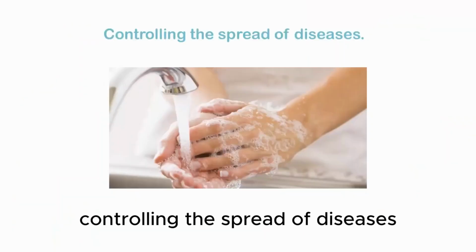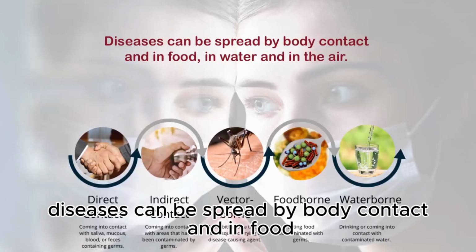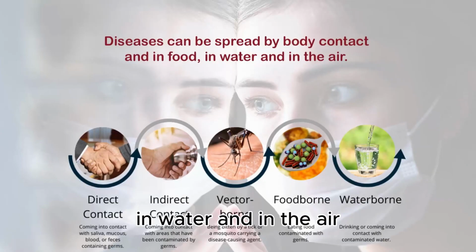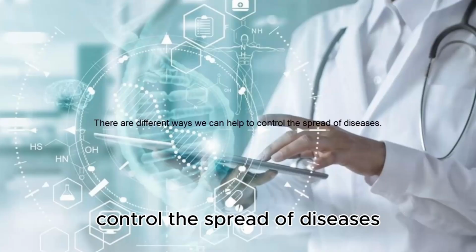Controlling the spread of diseases. Diseases can be spread by body contact and in food, in water, and in the air. There are different ways we can help to control the spread of diseases.